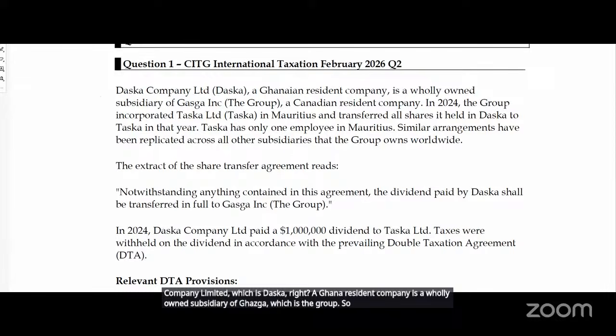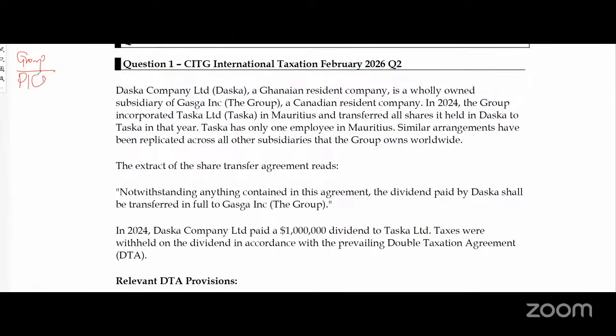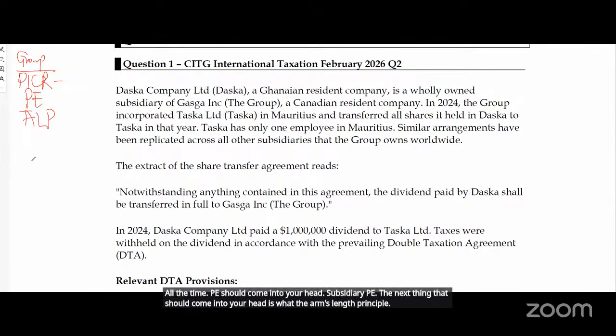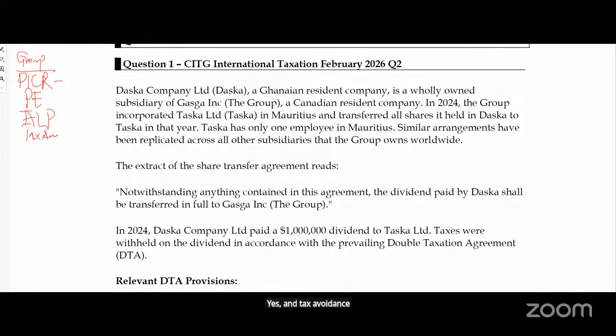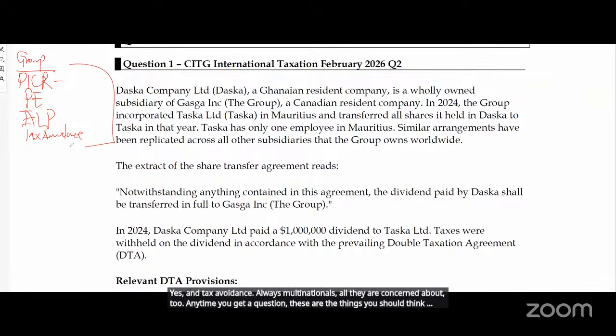So anytime you spot group scenarios, yesterday I told you, what should come into your head? Persons in controlled relationship. Yes, PE should come into your head, subsidiary PE. The next thing is the arm's length principle. And tax avoidance. Multinationals, this is all they are concerned about. So anytime you get a question, these are the things you should think about, and immediately you start thinking about this, you get a lot of things to say. Anyway, that's just by the way.